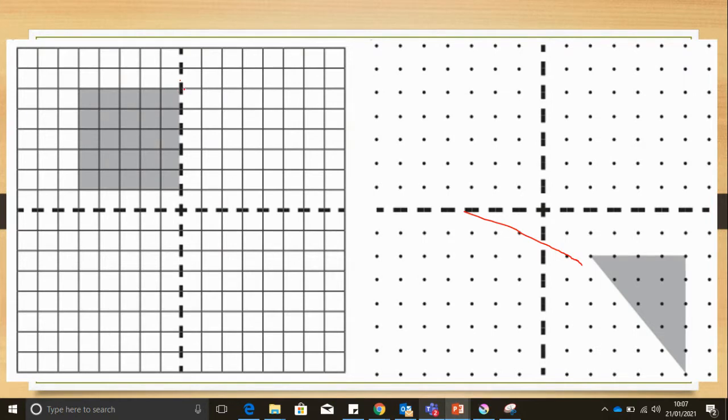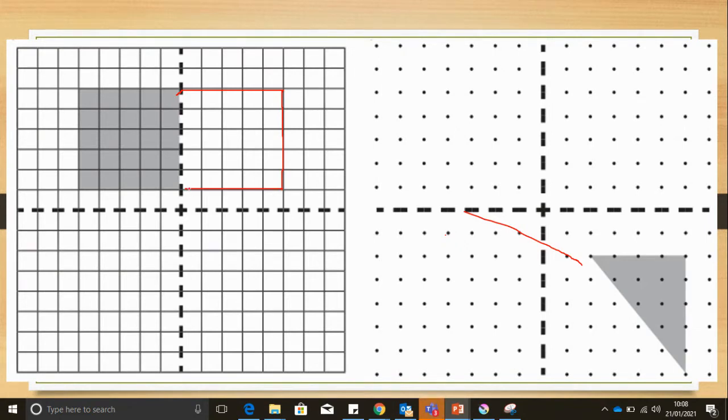So we're going to start there, and can we see that it goes along 1, 2, 3, 4, 5. So the square is 5 centimeters long. And then down again it's 1, 2, 3, 4, 5, so over here. And then we just need to join it up at the bottom. And that shape has been reflected.